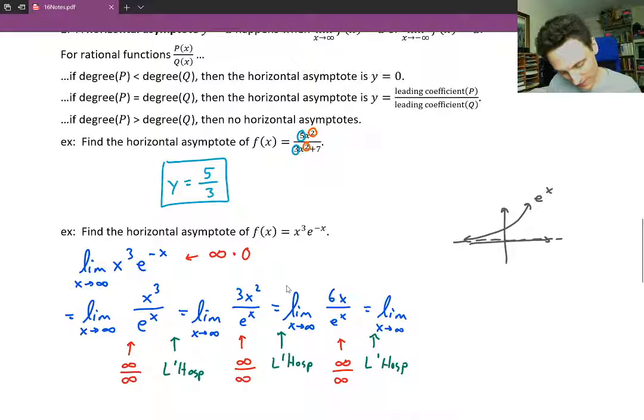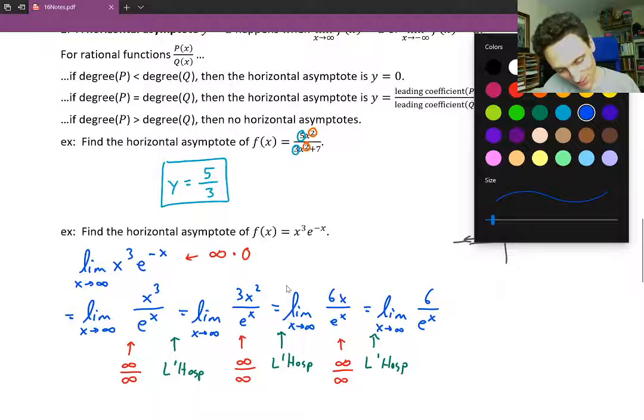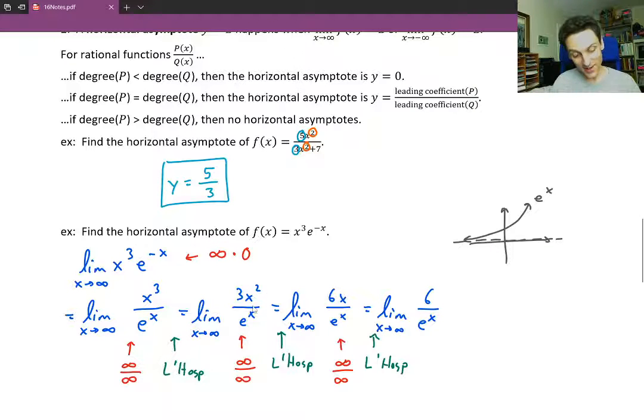Okay, the limit as x approaches infinity of 6 over e to the x. Wait, we almost lulled ourselves into a L'Hopital loop. This one is not an infinity over infinity. This one is 6 over infinity as x approaches infinity. So this is going to drag the fraction down to 0, right? The top is staying at a fixed 6, and the bottom is blowing up to infinity. So this is being dragged down to 0.